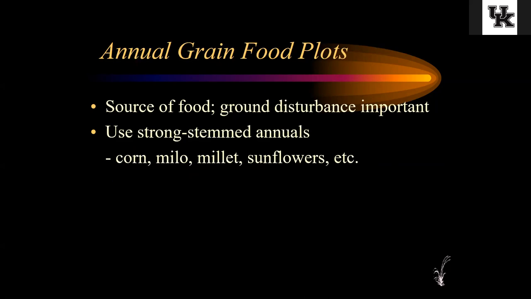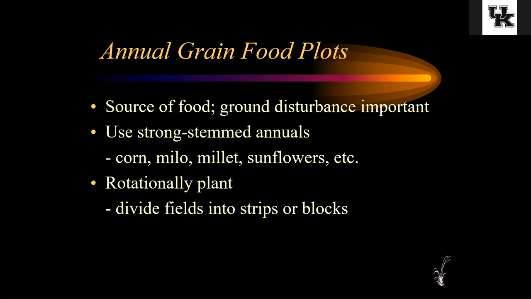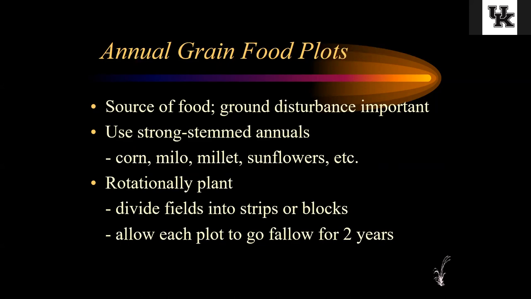And these are rotationally planted if it's done right. Because again, those can be planted 1 year, and then that food plot can be replanted again in a new site the next year, and that can be rotationally done just to take advantage of the free habitat that's going to come up as a result of the tillage. And again, you would divide your field into strips or blocks. Oftentimes around the outer perimeter of fields is a great place to put annual grain food plots, because it does provide some very important edge cover, that transition area where fields meet the woodlands. And again, lime and fertilize based on soil tests.